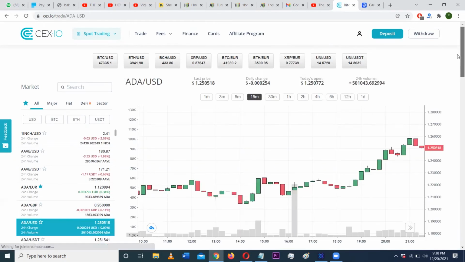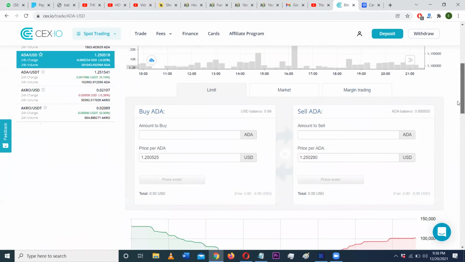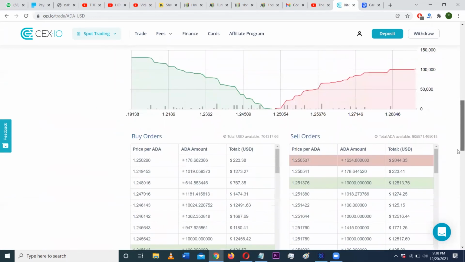Okay, so this is Cardano USD trading pair. The last price or the current market price for Cardano is 1.25. So that's the price it's currently selling at. And I have dollars, so I want to buy Cardano. Oh, wait, what's this? My dollars is not showing here.